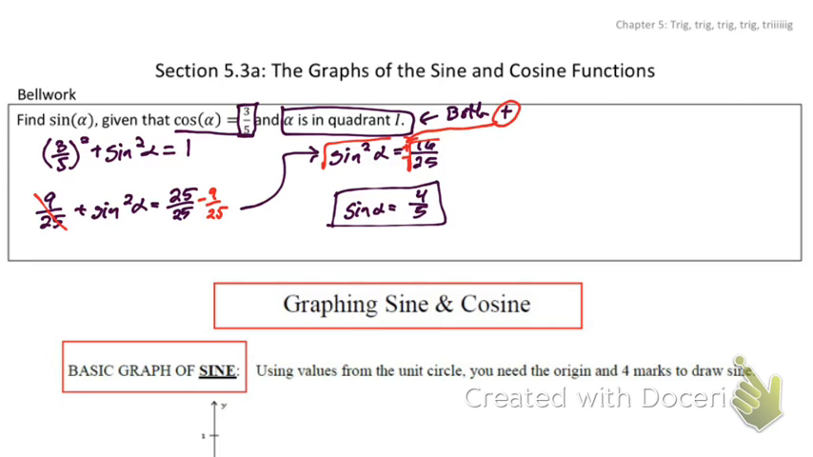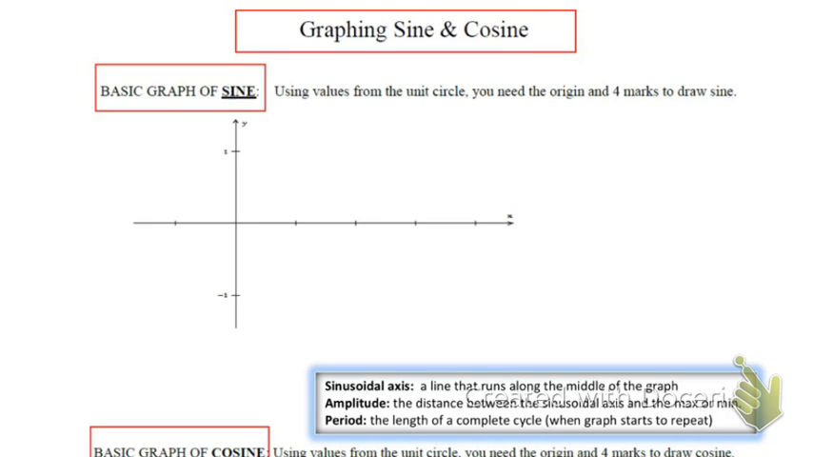All right, let's get into our graphing. The very first thing we're going to do is our basic graph of sine. Now, the very first time you ever graphed anything, say y equals x squared or y equals x, you generally plotted points to get an idea what it looks like. So that's exactly what we're going to do. We're going to use our unit circle to come up with these key numbers for graphing.